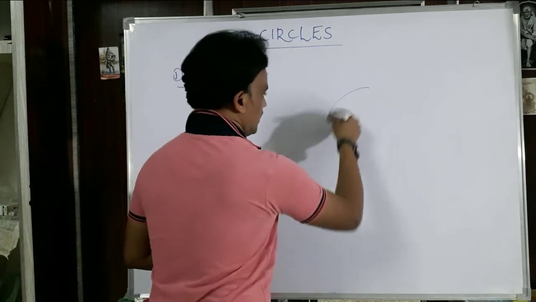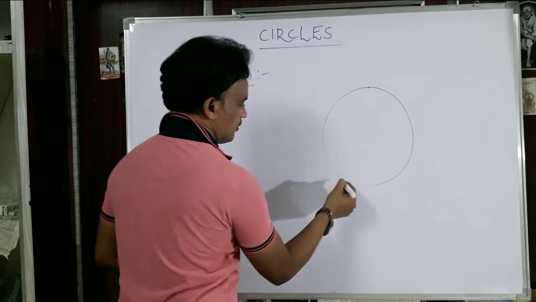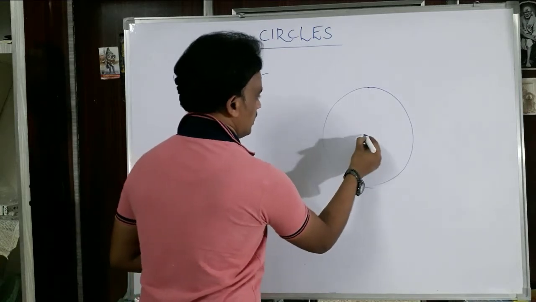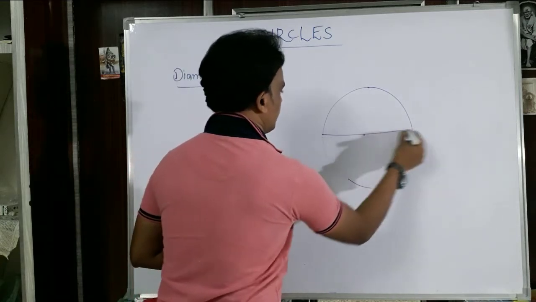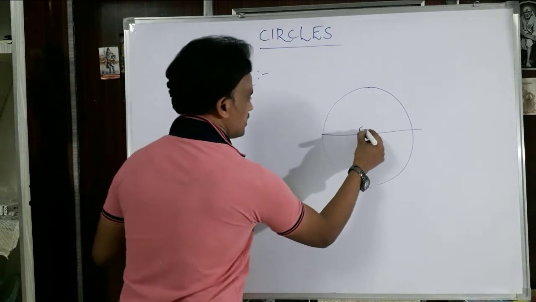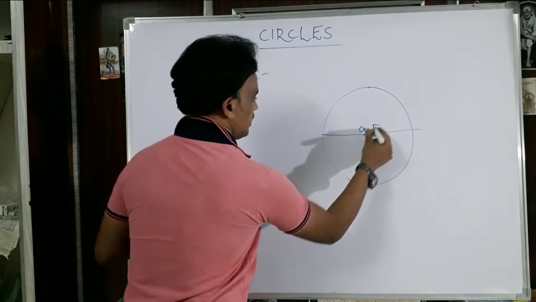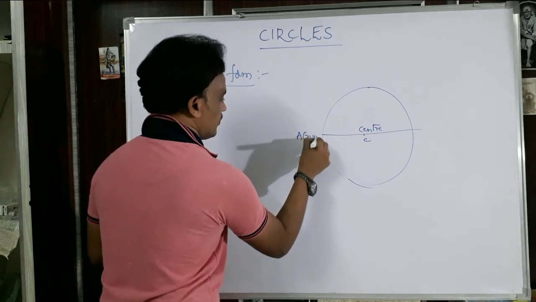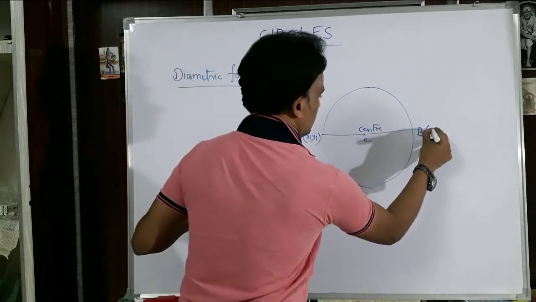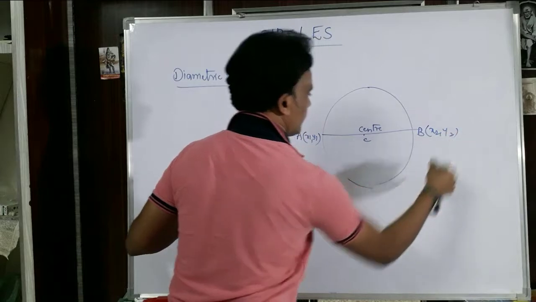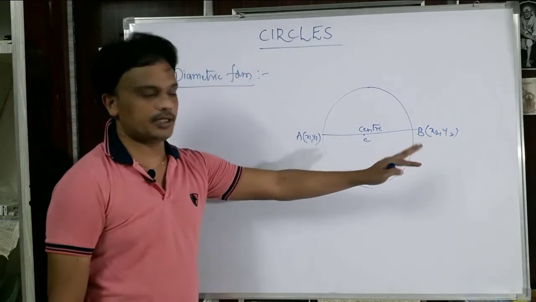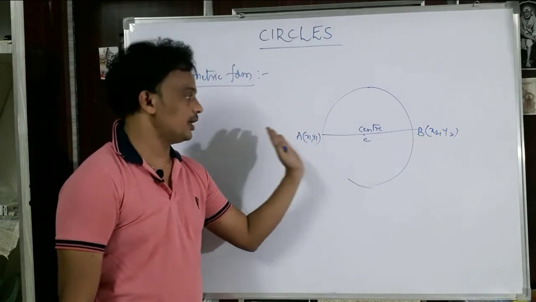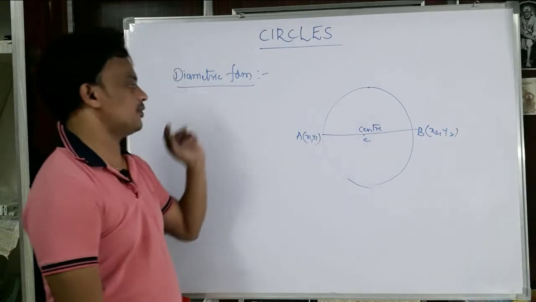What is the equation of a circle whose ends of diameter are given? Let us see, this is the center of the circle, C. The point A is (x1, y1) and the point B is (x2, y2). The two points A and B are the ends of the diameter. If AB is the diameter, then what is the equation of the circle?